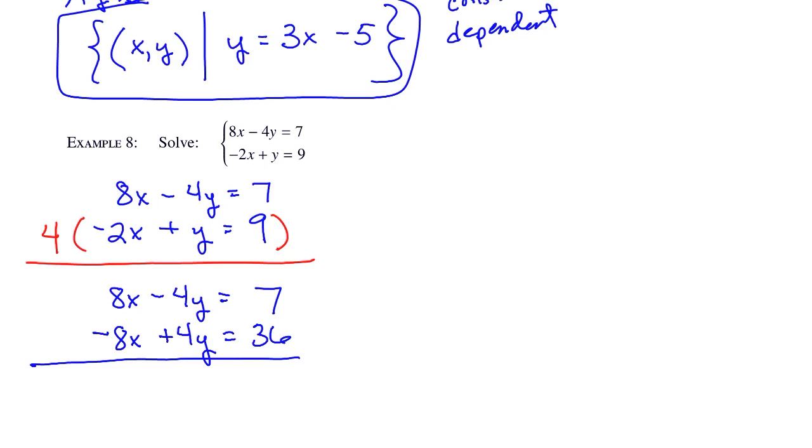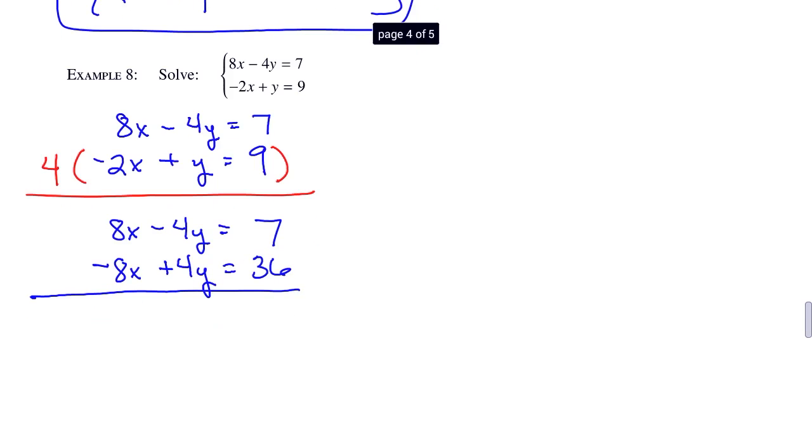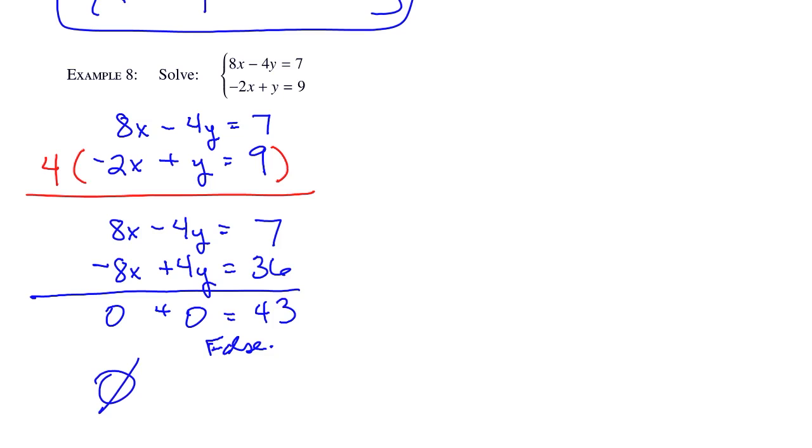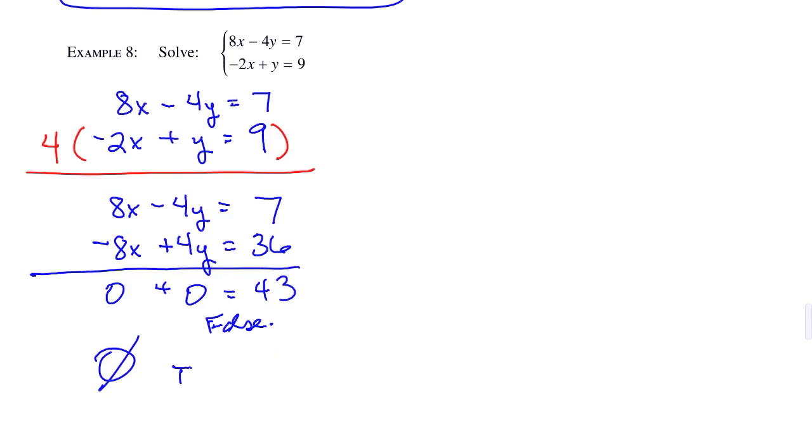So here I'm trying to cancel off the x's. 8x minus 8x is 0. So that's good. But then, what else happened? Negative 4y and positive 4y was also 0. So in my attempt to get rid of only the x's, I also got rid of the y's. That's no good. What is this, 43? 0 plus 0 equals 43. True or false? That is false. So there is no solution. And this system is inconsistent. So this was an example of two parallel lines that do not intersect.